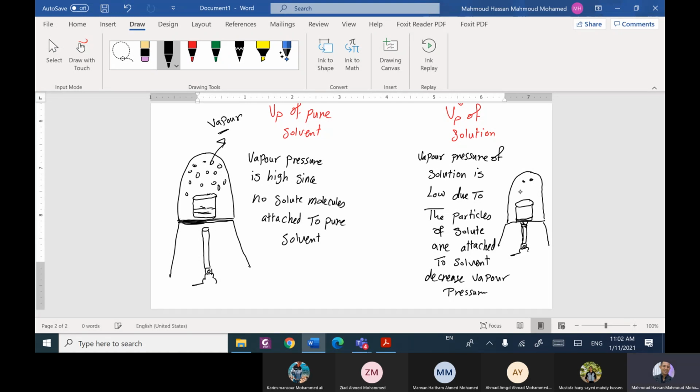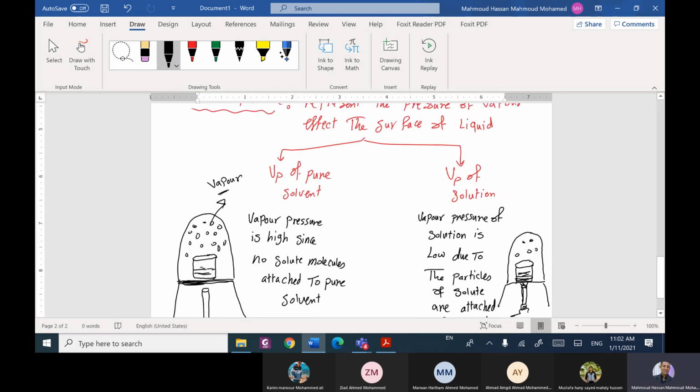We'll find the vapor pressure will decrease. Return back to the second property.